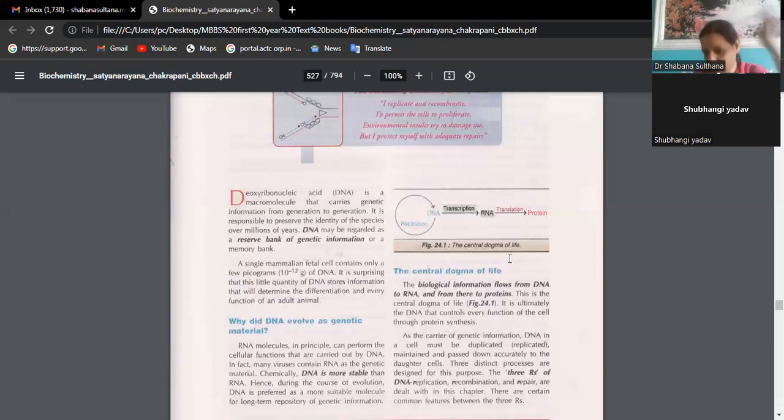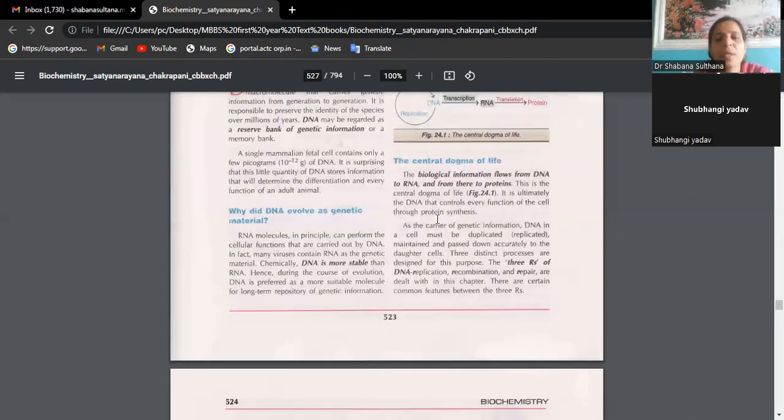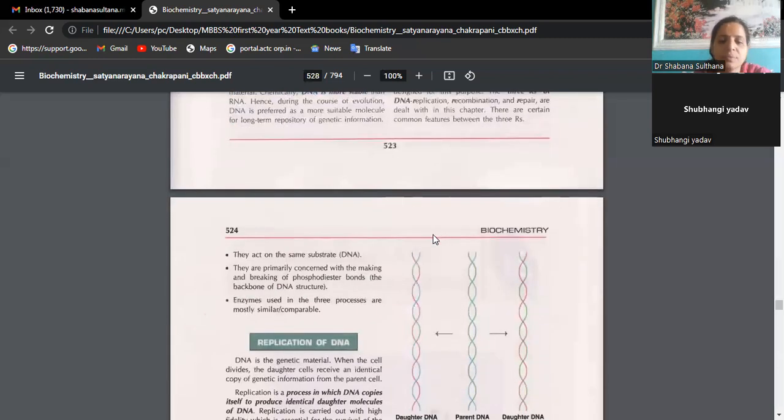So finally, you will see the formation of protein, because most of our body building things are nothing but proteins only. Enzymes are proteins, hormones are proteins, muscle is a protein, bone is a protein, isn't it? Most of the clotting factors are proteins. So all these are synthesized. In this chapter, we are going to learn the details of this. Okay, so that is the central dogma of life.